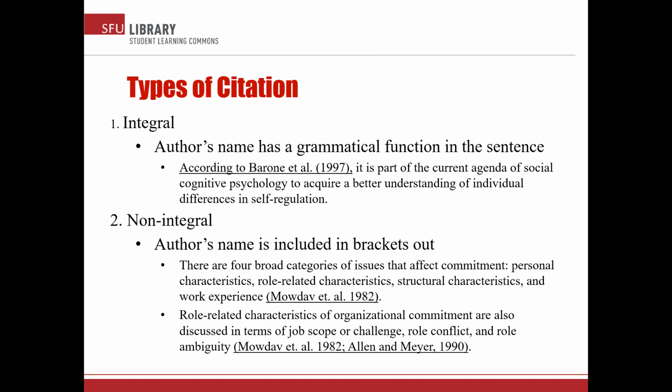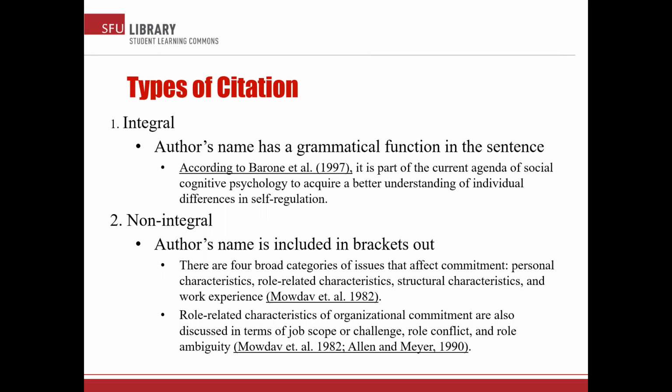Now, there are two main types of in-text citations, integral and non-integral. Beginning with integral citations, here the author's name serves a grammatical function in the sentence, and therefore the author's name appears outside of the brackets, while the year of publication is either contained within the brackets or in the sentence itself. For example, see the sentence stating that according to Barone et al., 1997, it is part of the current agenda of social cognitive psychology to acquire a better understanding of individual differences in self-regulation. This is an example of an integral citation because the author's name is present in the sentence itself.